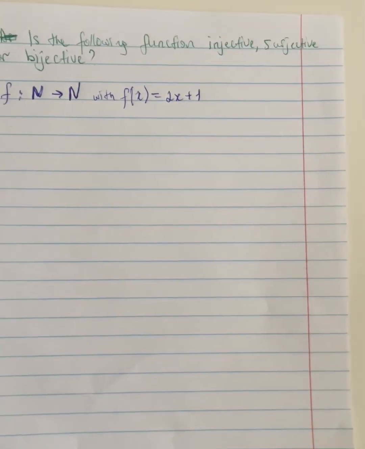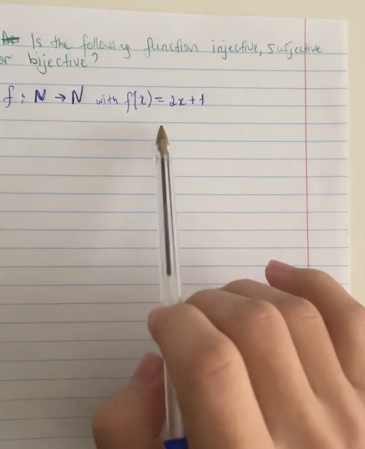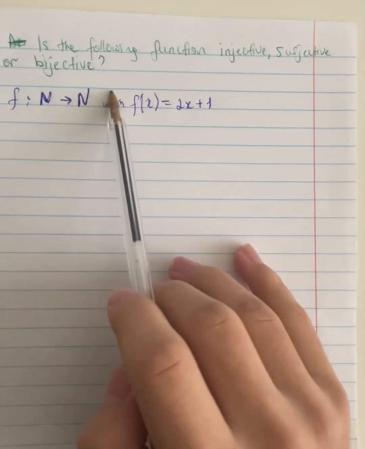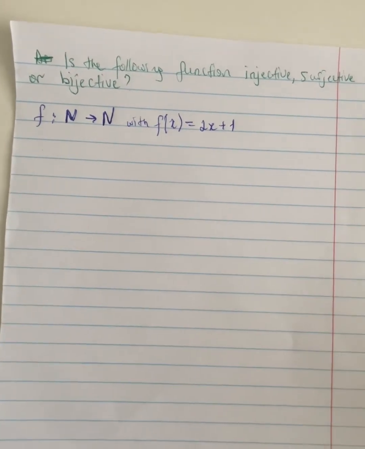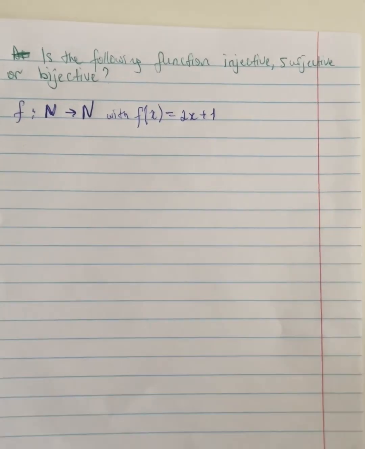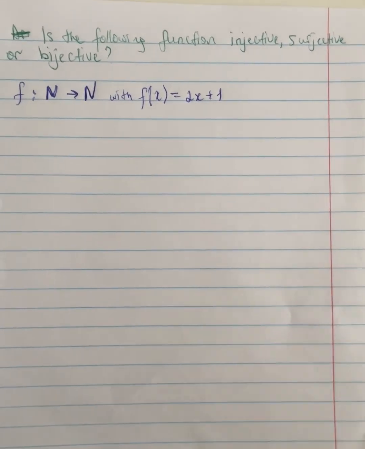Is the following function injective, surjective, or bijective? Here you can see the function itself, and it says x and y have to be natural numbers. So let's see. First of all, what is injective, what is surjective, and what is bijective? Let me explain to you.